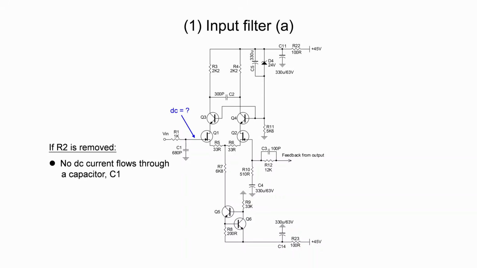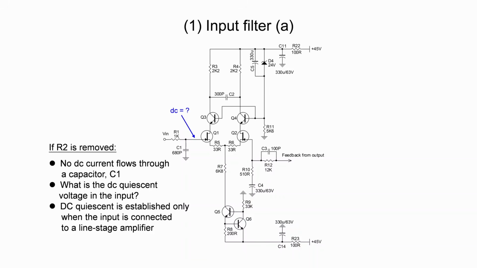As no DC current flows through a capacitor, in this case C1, the DC potential at the gate of the JFET, Q1, is undetermined. If R2 is not in place, only when a line stage amplifier is connected to this power amplifier can the DC quiescent bias of transistor Q1 be established. If R2 is not in place, the power amplifier is not stable unless a line stage amplifier is connected to it. This is not desirable.